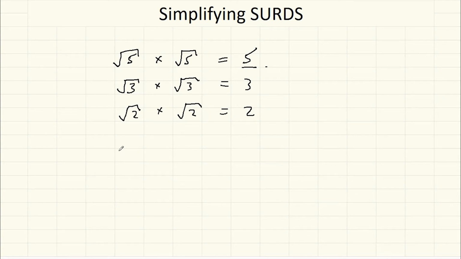So what about 3 root 5 times 2 root 5? What do you think that is? Well, all these terms are multiplied together. So we've got root 5 times root 5, that is just 5. We then multiply that by 2 and multiply it by 3. So the answer here is 30.